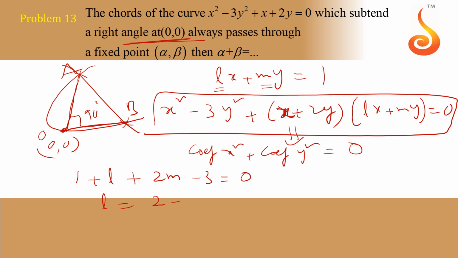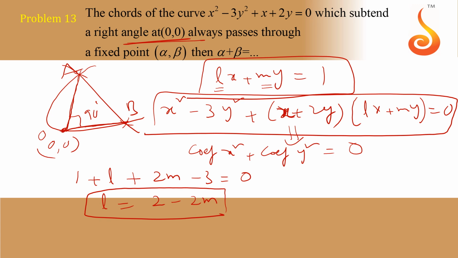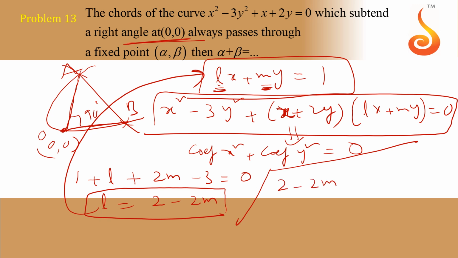2 minus 2m. 1 minus 3 is minus 2, send it that side, 2 minus 2m. So we got a relation between L and M if you want this situation. So Lx plus My equal to 1 is a variable straight line. There are no two parameters now. One parameter is depending on another parameter. Substitute there. So what you will get? So (2 minus 2m) into x plus my minus 1 equal to 0.